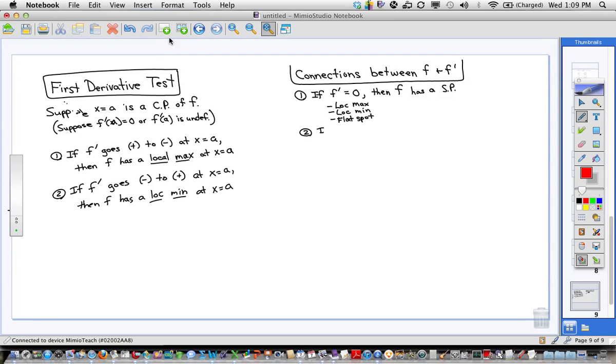All right, what else have we said? If f prime is positive, f is increasing, right? And if f prime is negative, f is decreasing. And then when we throw in f double prime, man, there's just so many of these things that it's really easy to kind of just get it all jumbled, all right?